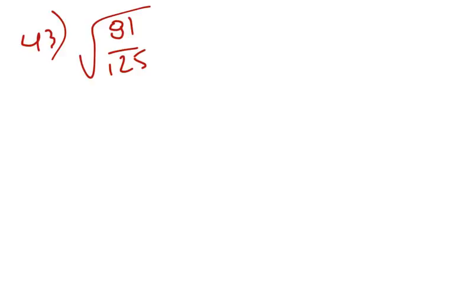When you have a fraction or a division inside the radical, the first step that you might want to do is break the top and the bottom into 2 different radicals. So the numerator is going to be square root of 81, the denominator is going to be square root of 125. Now you solve it the same way that you did previously.